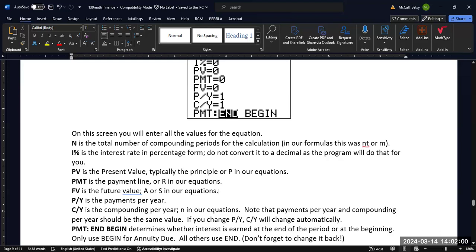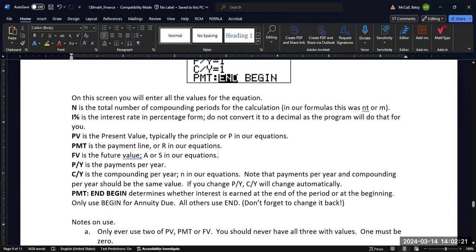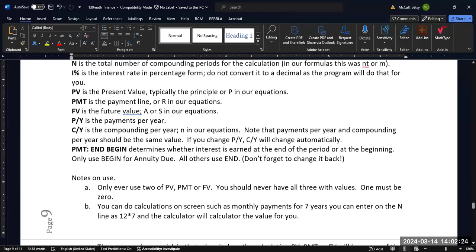Now, in some problems, there will be a specific type of annuity called annuity due. And in those, you will get interest at the beginning of the period. But all the other examples will use end. So if in doubt, put end. And again, end is the default in any case.